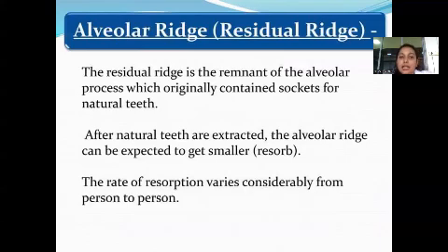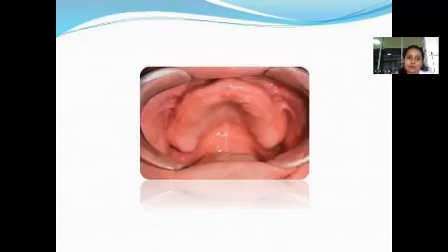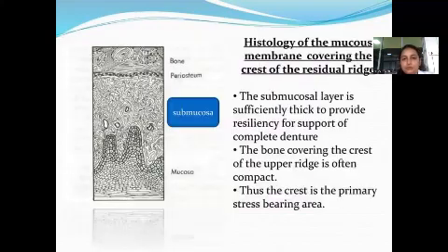Next one is the alveolar ridge or the residual ridge. This residual ridge is the remnant of the alveolar process which originally contained sockets for the natural teeth. After the natural teeth are extracted, these alveolar ridges can be expected to get smaller. This is the resorption. The maxillary resorption and the mandibular resorption patterns will be different. The rate of resorption will vary considerably from person to person. This is your residual alveolar ridge.